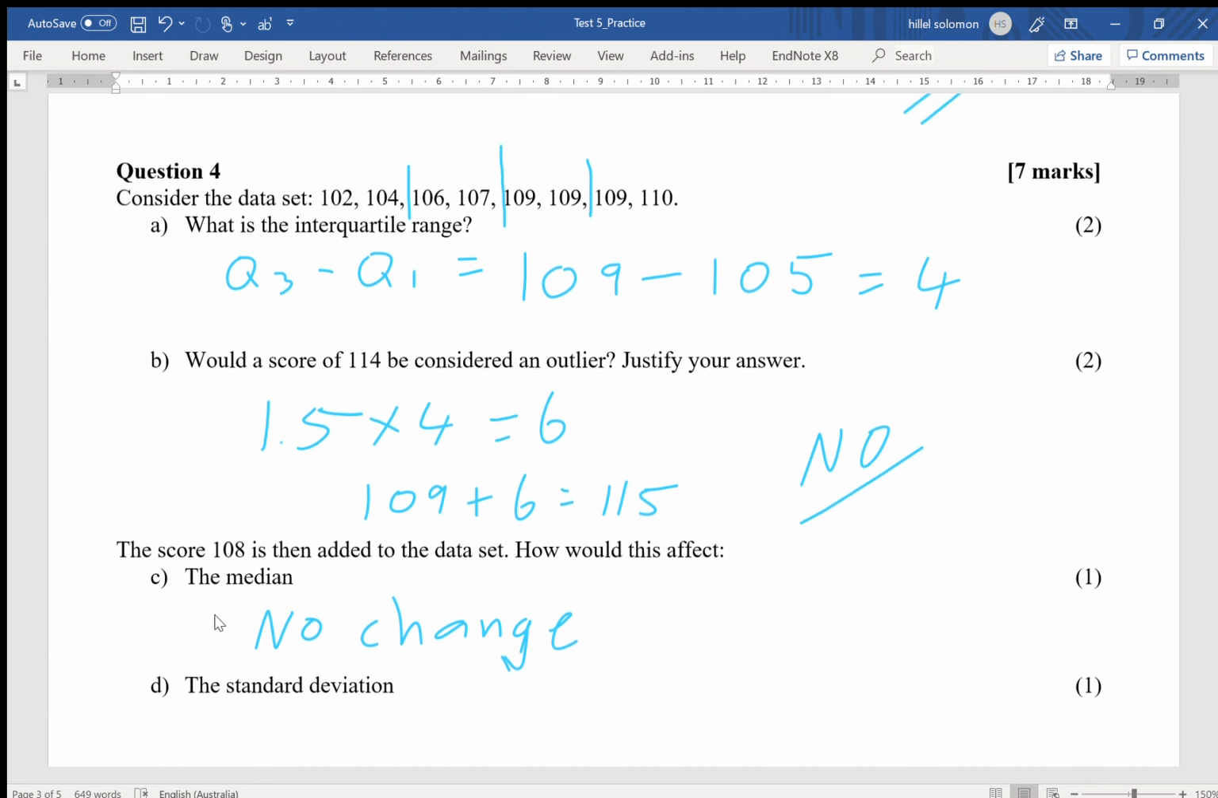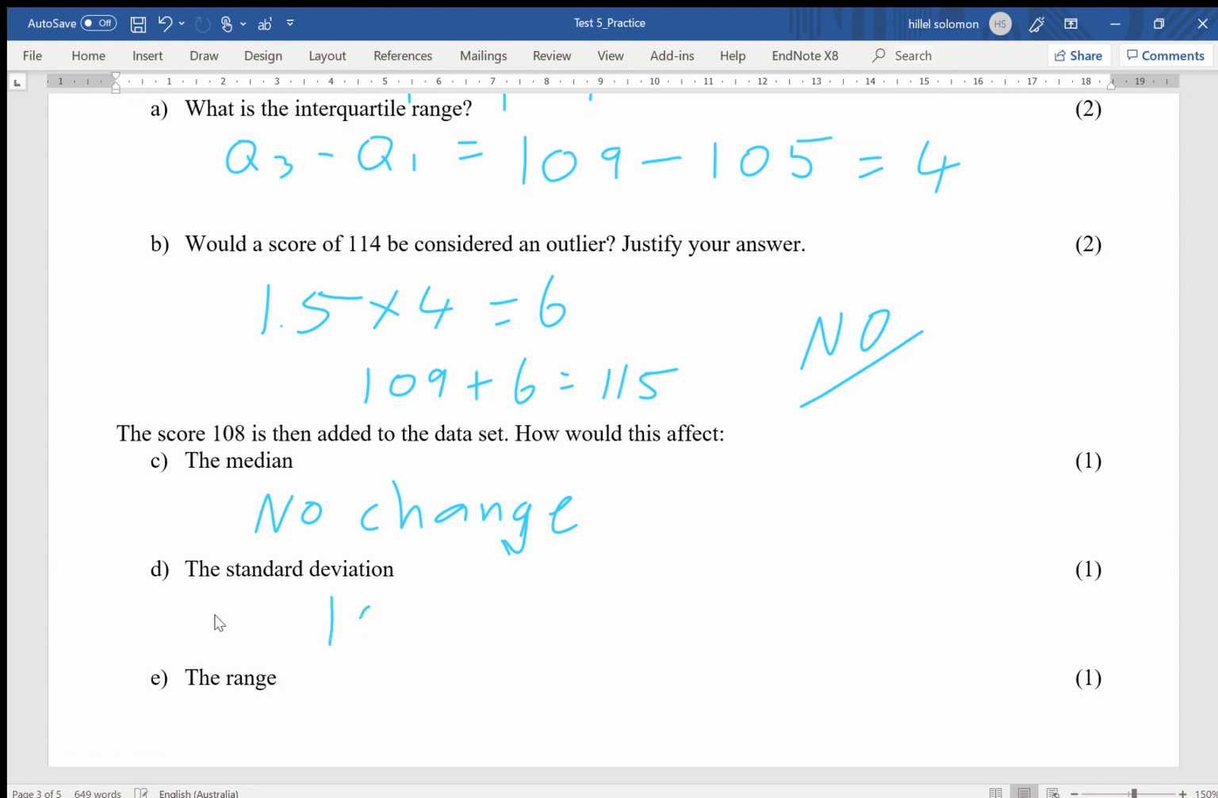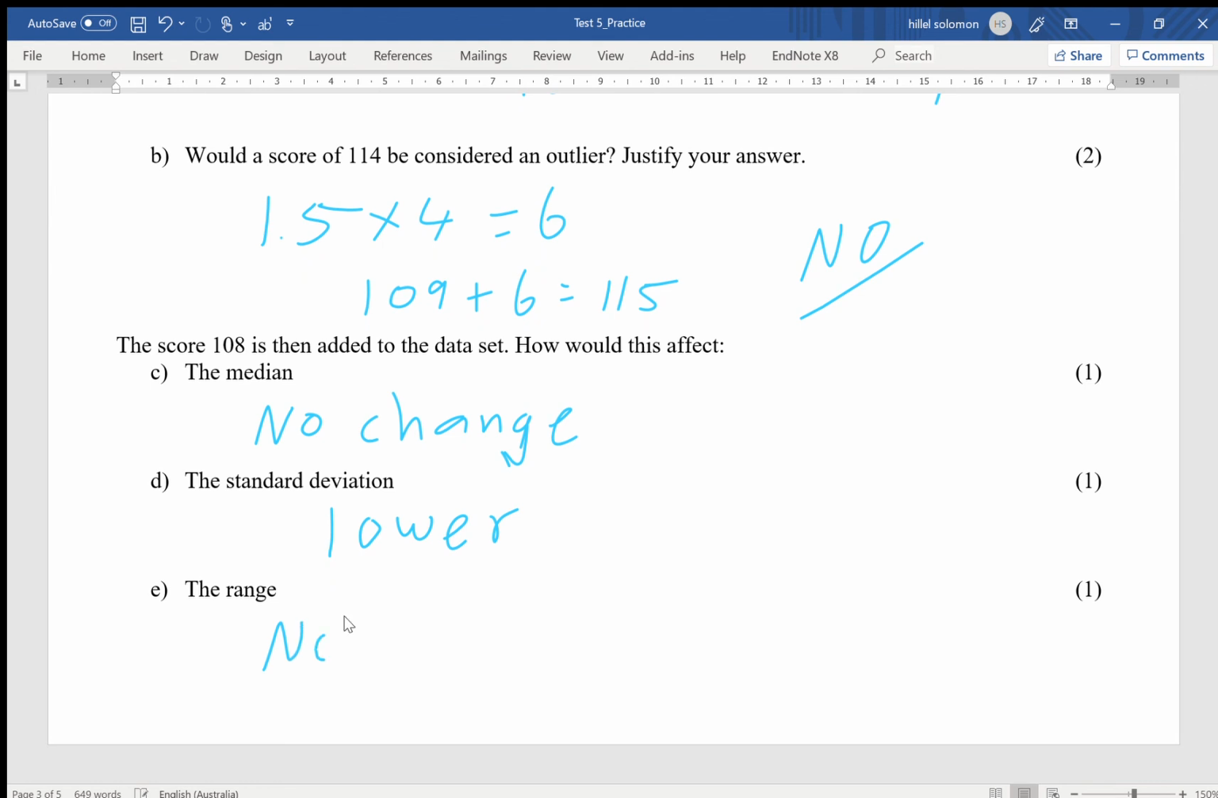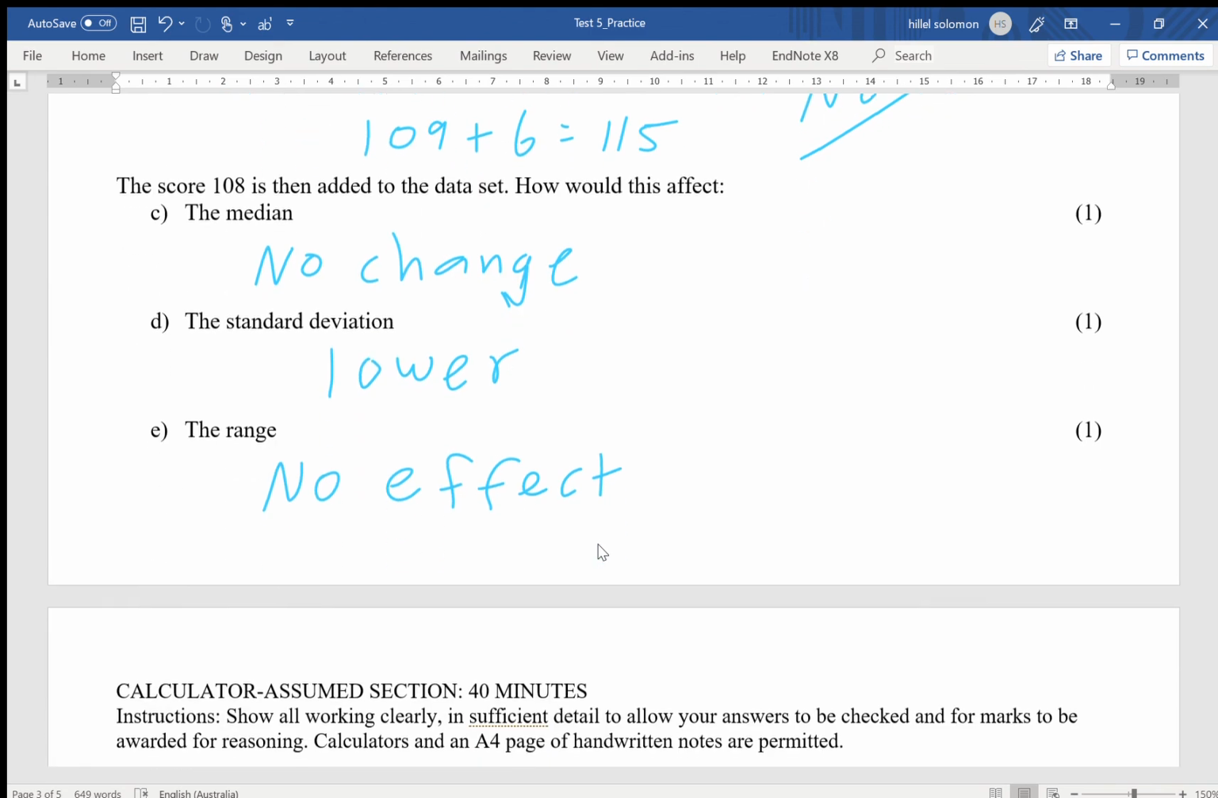D, the standard deviation. Well, let's think about this. If I insert another data point that is right in the middle of my data set, it's going to make my data set less spread out, and it's going to have more data in the middle. So it will make the standard deviation lower, because standard deviation is a measure of spread, and if there's more data in the center, then it's less spread out. And it will also have no effect on the range, because the range is just the maximum minus the minimum, and seeing as 108 isn't either of those, it won't change it at all.